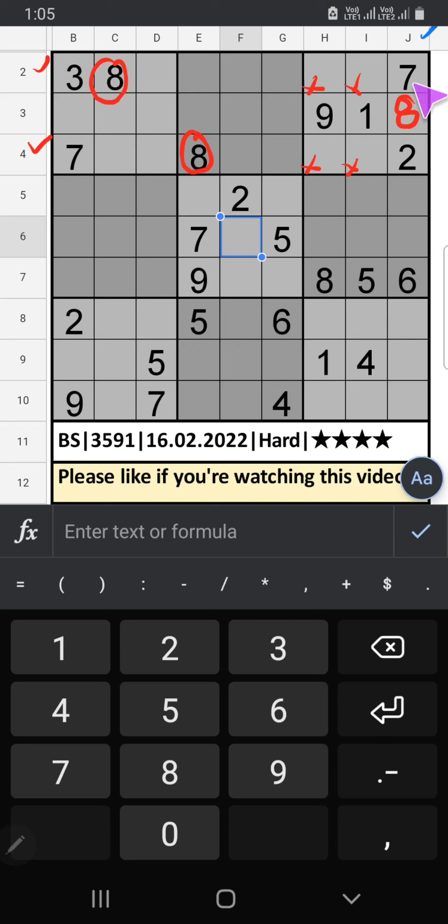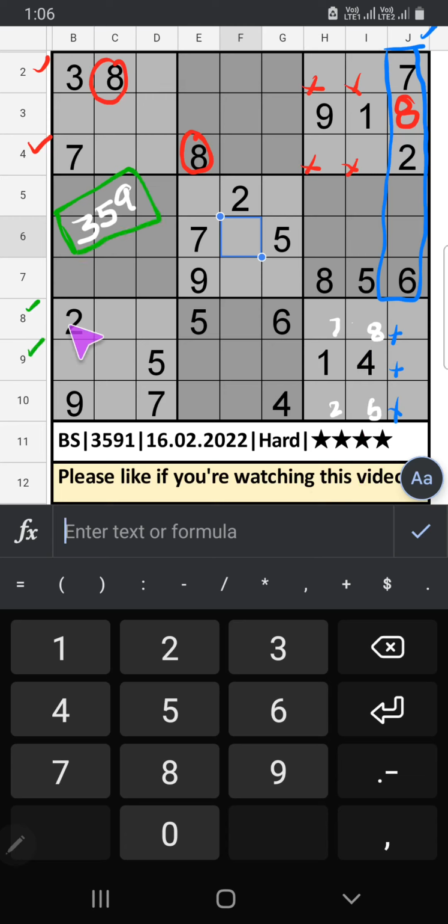Column J we have 4 numbers: 7, 8, 2, 6. These 4 numbers can't come in these cells. It will come in one of the 4 cells. We will confirm later. Only 3 numbers are remaining: 3, 5, 9.